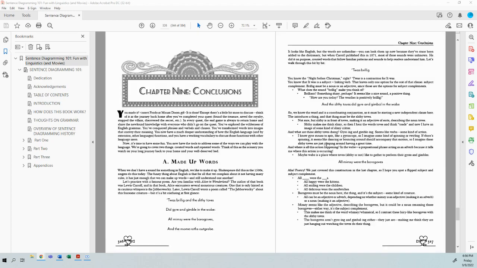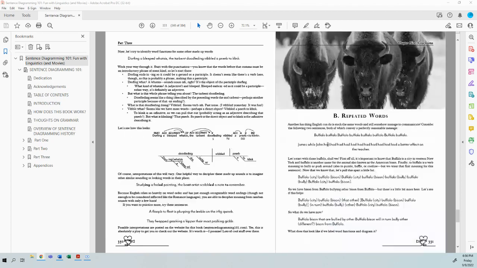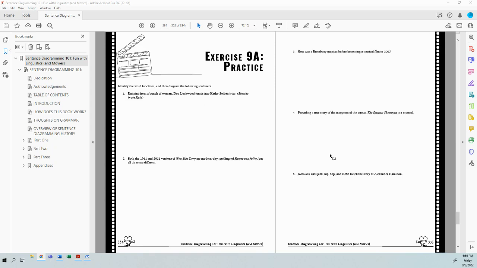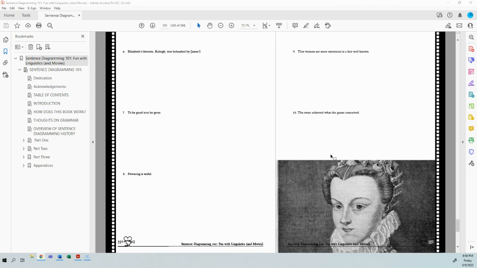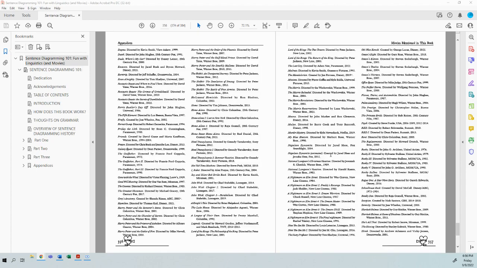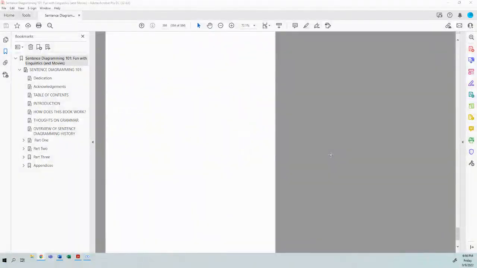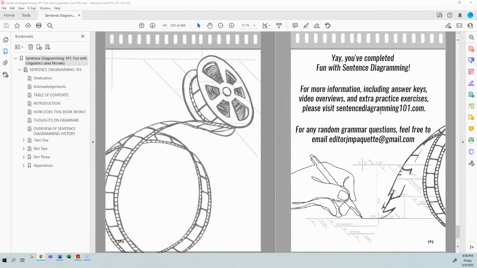Then, putting it all together, we get some practice stuff. There's your buffalo. Yay! And then it's all just practice. You can find all of the answers in the answer key, which is posted on the website that goes along with this book, which is sentencediagramming101.com.